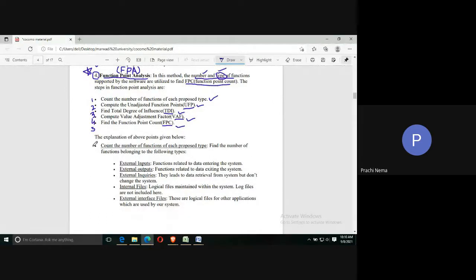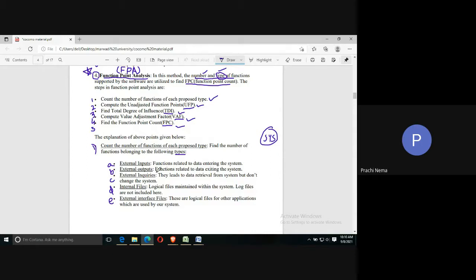Now let us see how we need to calculate all these factors. The first step was counting the number of functions of each type. Why are we using this word type again and again? All the functions involved within the system or the software can be categorized under five types: external input, external output, external inquiries, internal files, and external interface files. Every function will belong to one of the categories.